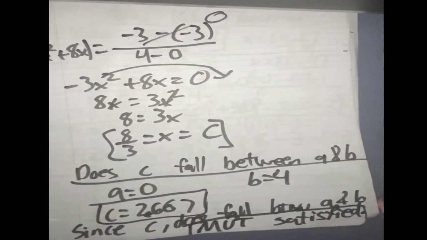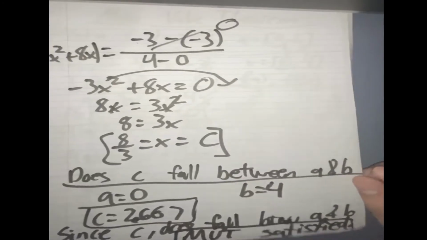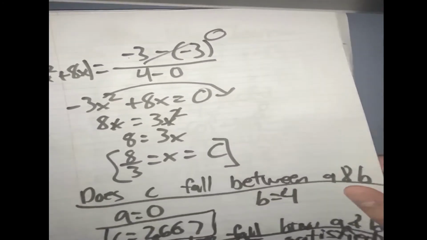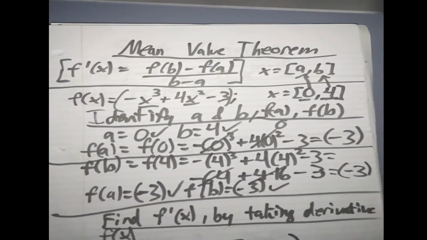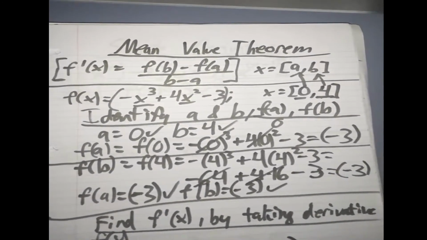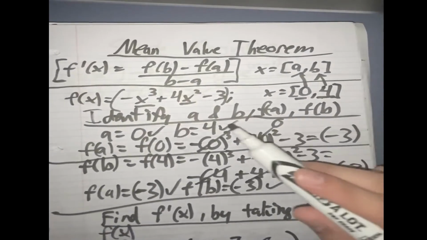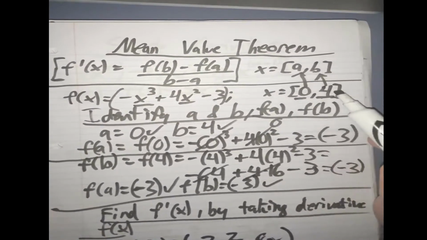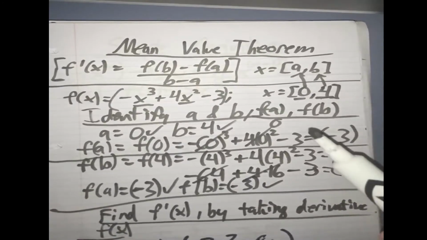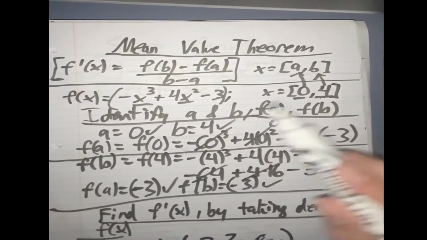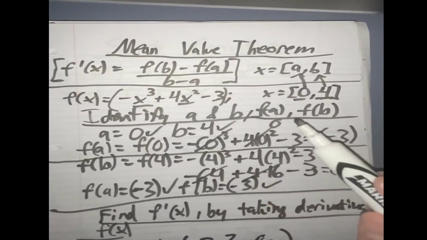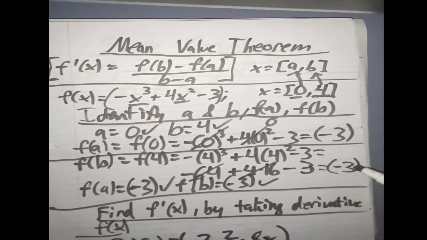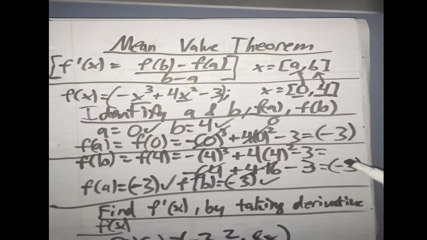So we're basically testing to see if the mean value theorem is satisfied. We're going to go over what we did. The first thing we did is we identified a and b, which are our interval bounds, 0 and 4. Next, we plug in a and b into our function f of x, to identify f of a and f of b. And we got -3 for both cases.